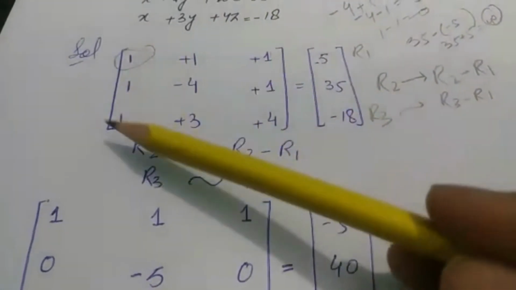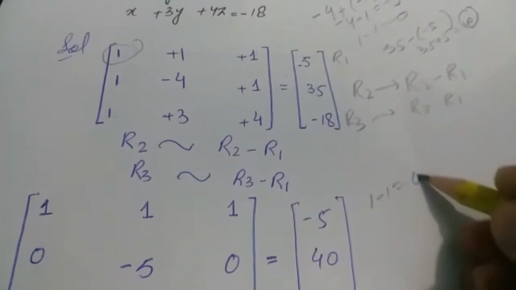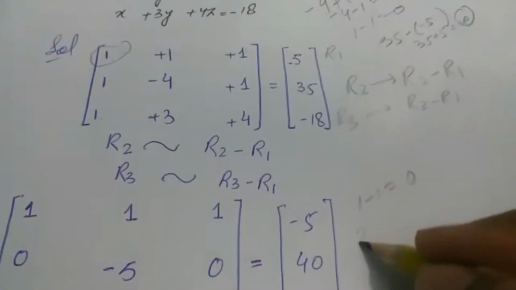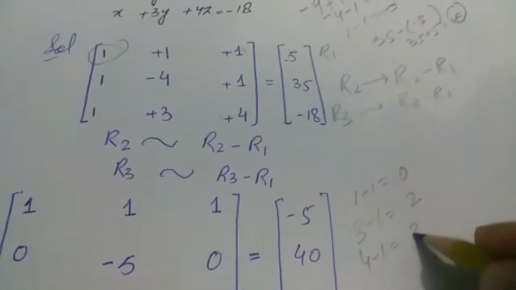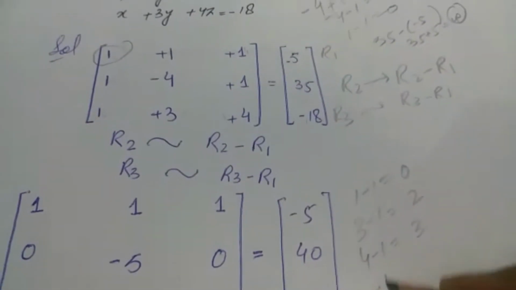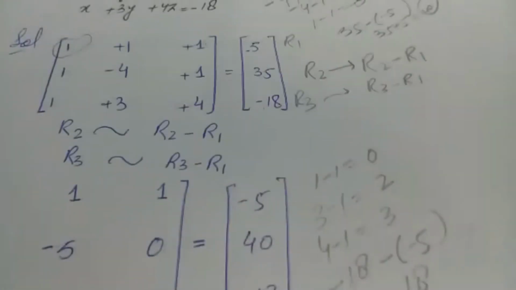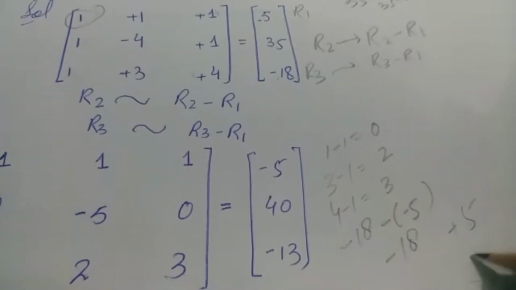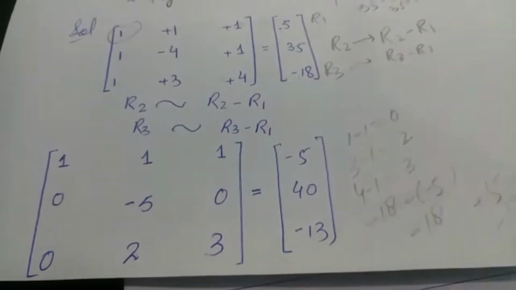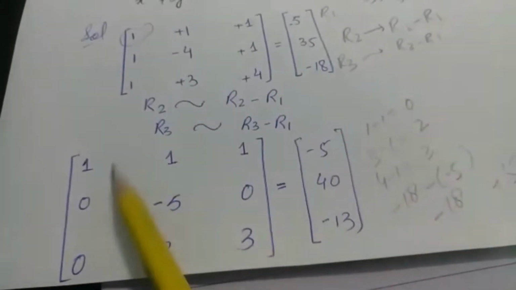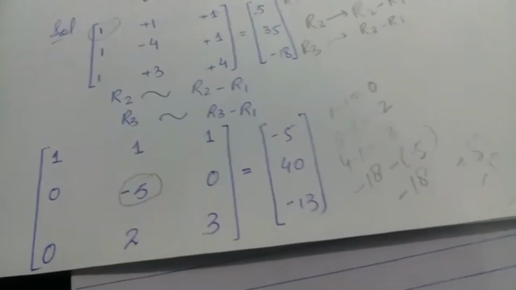Now we need the change in R3. 1 minus 1 equals 0. 3 minus 1 equals 2. 4 minus 1 equals 3. Minus 18 minus minus 5, that is minus 18 plus 5, equals minus 13. So 0, 2, 3 and minus 13. Now we have converted these two elements into 0. Now our target is to convert this into 1.